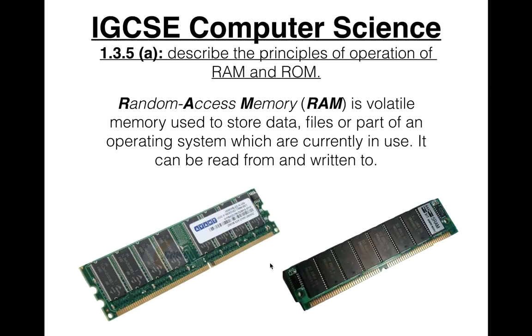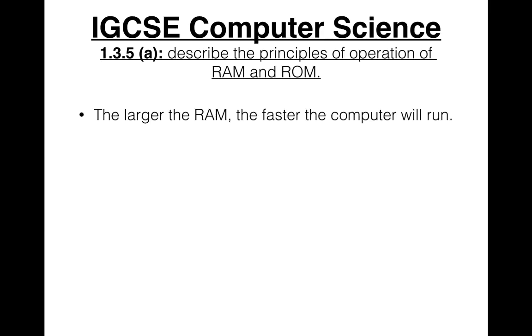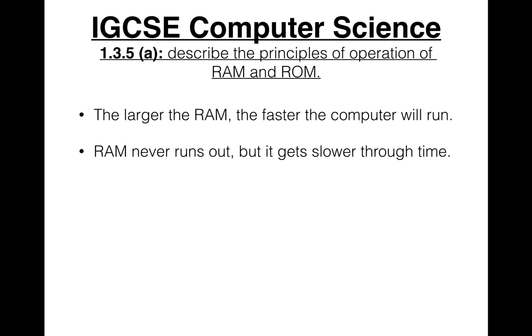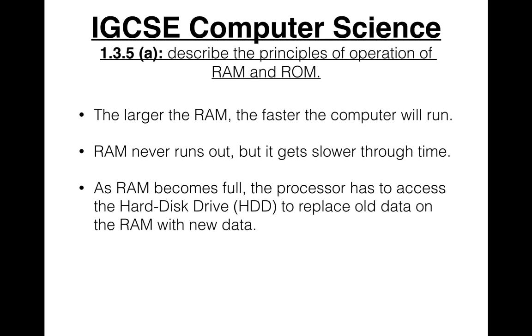So this is what RAM looks like. This is dynamic RAM and this is static RAM, and we're going to look at the differences right now. Before that, we should look at an introduction. So the larger the RAM, the faster the computer will run. RAM never runs out, but it gets slower through time. And you may notice this, because if you have a computer, it gets slower through time.